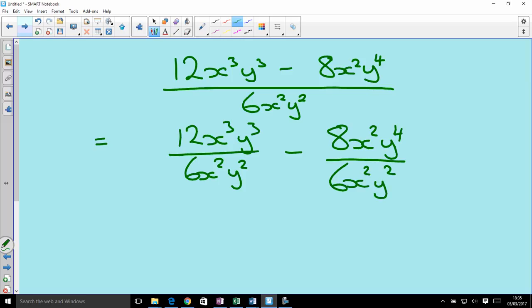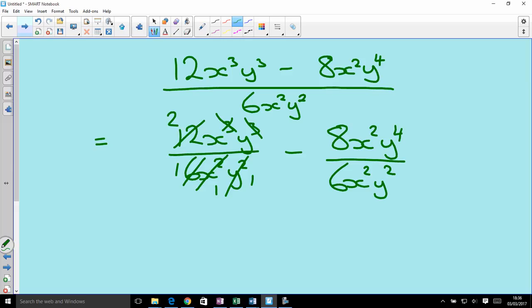There we go. Can we cancel on the left hand side? 12 and 6, divide them by 6. We get 2 and 1. X cubed and x squared can be divided by x squared, can they not? X squared divided by x squared is 1. X cubed divided by x squared is x to the power of 1, or just x. And y cubed divided by y squared, same thing. We get 1 and we get y.